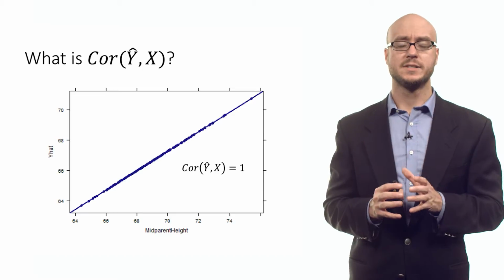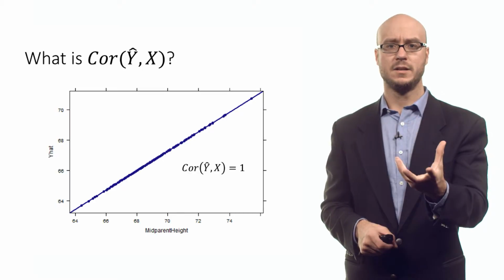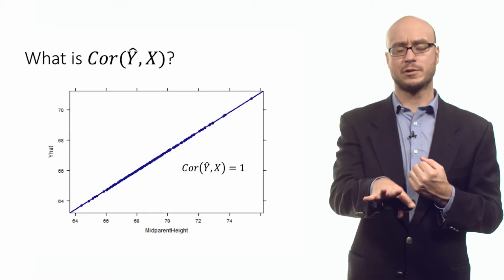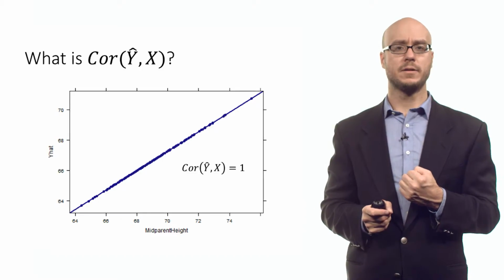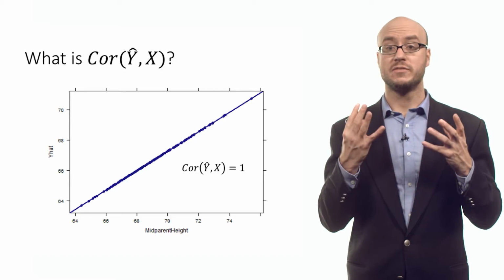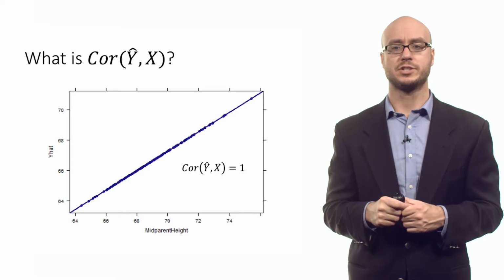You can think of this, in the context of the Galton example, as the predicted or expected values of the height of children based on the actual or raw value of the height of the parents. Well, what's the correlation between these two? Well, the correlation is in fact 1. That's because all the y-hats fit on the simple linear regression line.